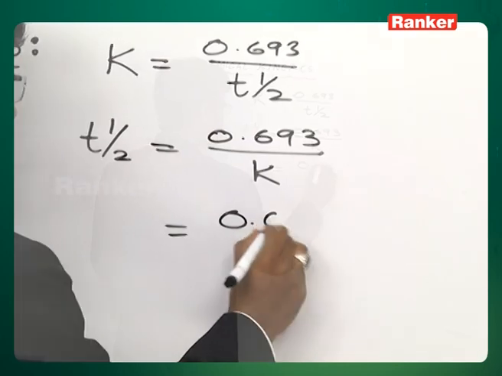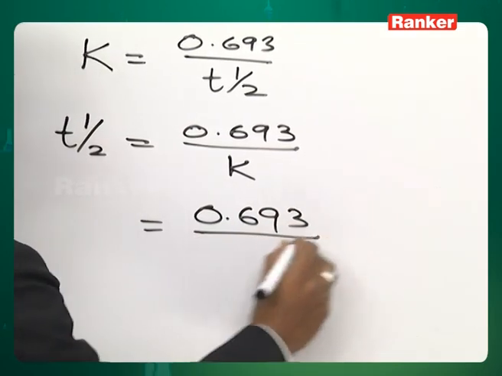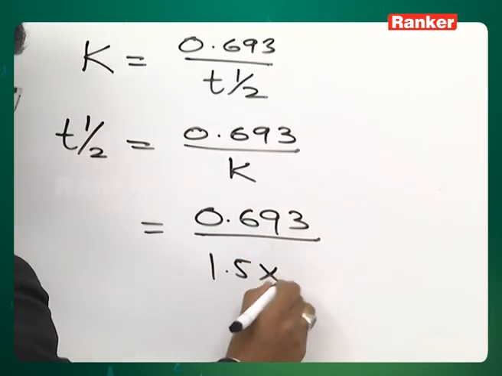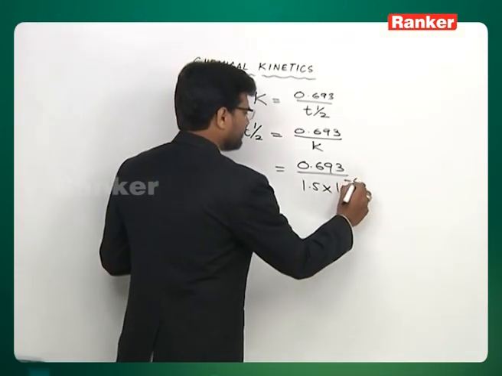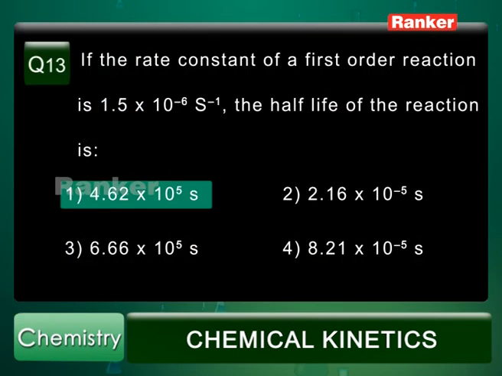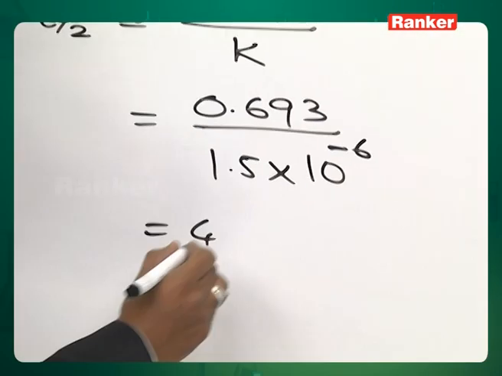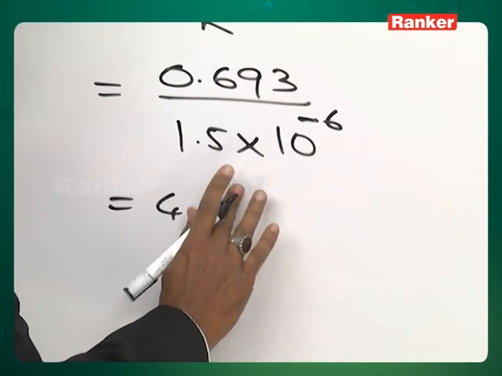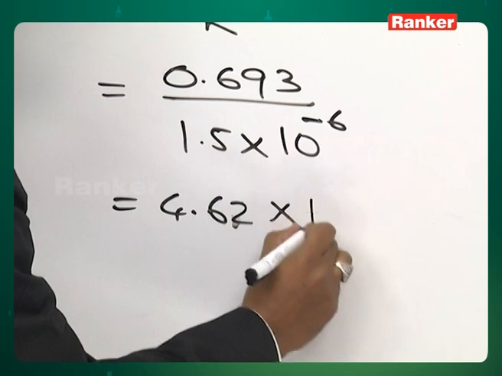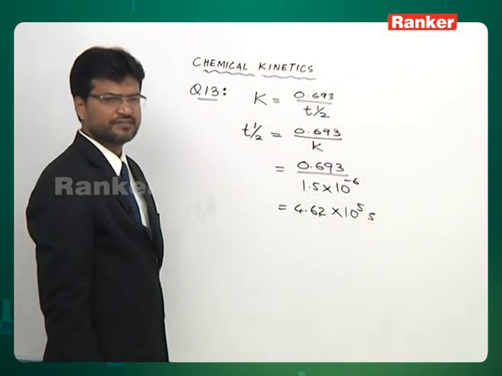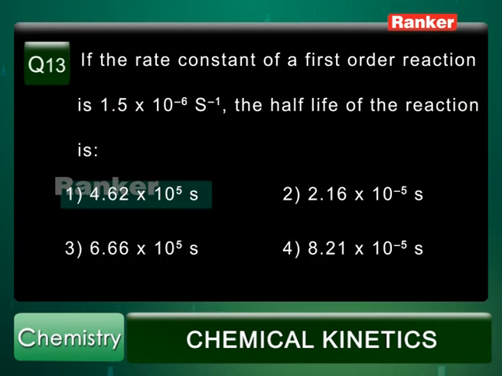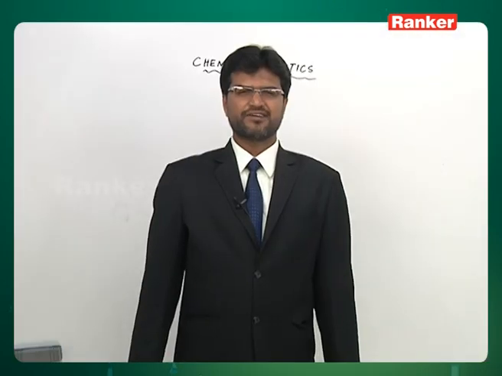0.693 divided by 1.5 × 10^-6. So the correct answer therefore is the first option. It comes to 4.62 × 10^5 seconds. That is the half-life of the reaction. Answer is first option.